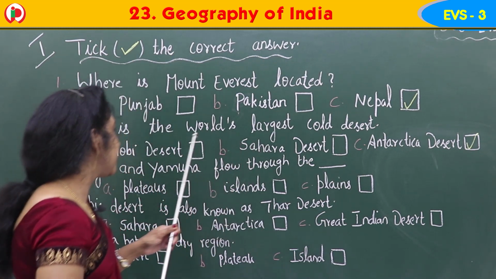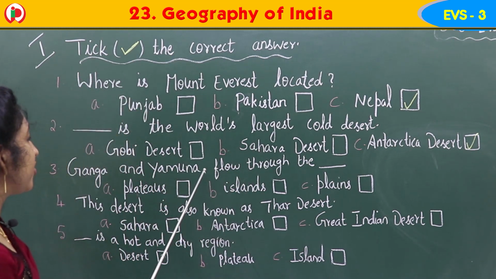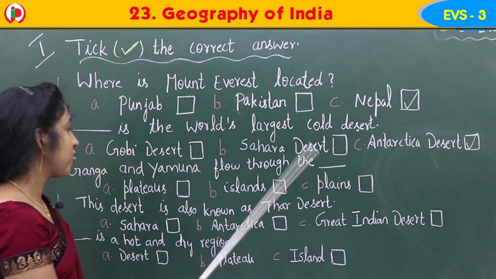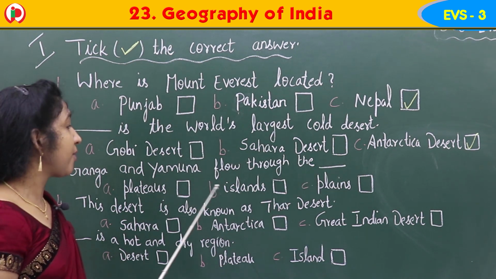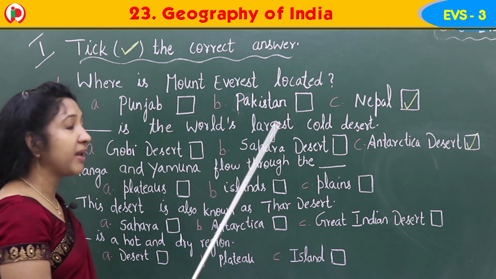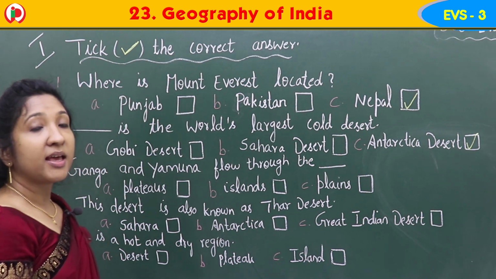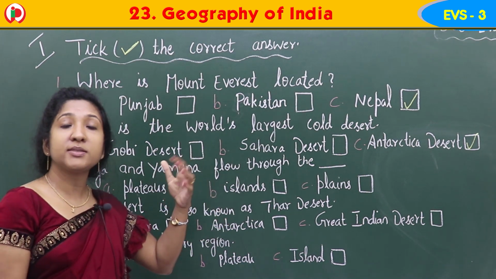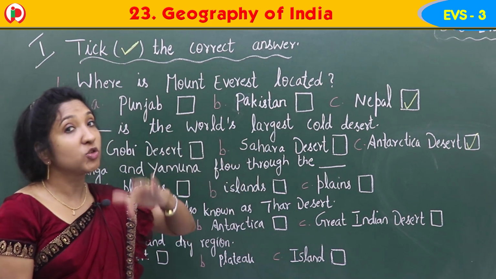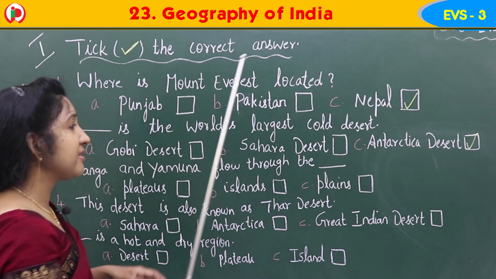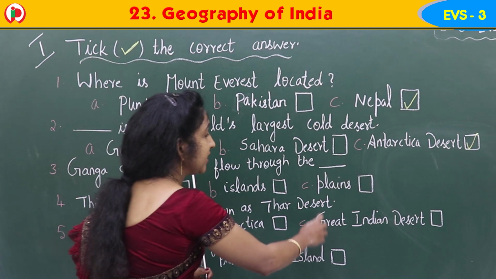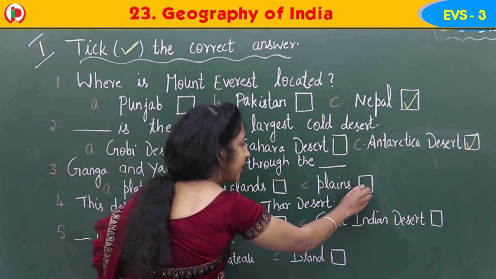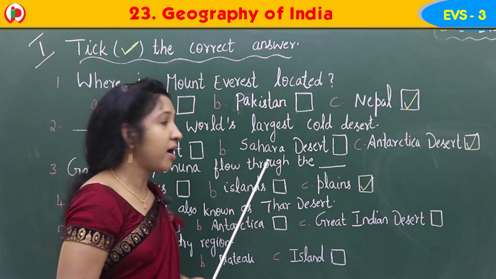Now coming to the third question, Ganga and Yamuna flow through the dash. Option A, plateaus, option B, islands, option C, plains. Yes, Ganga and Yamuna, they flow from mountain range to the, yes, plains. Option C is the right answer, plains. Here you can give a tick mark.